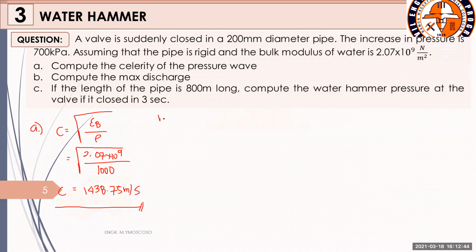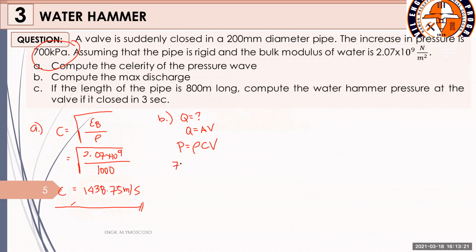So how about for letter B? Okay, so we will try to figure out kung ano yung magiging value ng discharge natin. Your discharge can be solved because Q is equal to AV. Ang area, wala tayong problema kasi diameter is given. Yung velocity ang ipoproblema natin. Since there is pressure given sa question, and there is a celerity, therefore pwede nating makuha yung ating velocity. It is in terms of your pressure. So pressure is equal to rho times celerity times velocity.